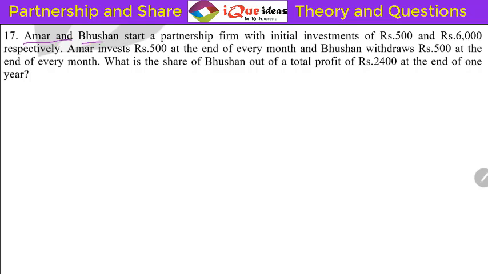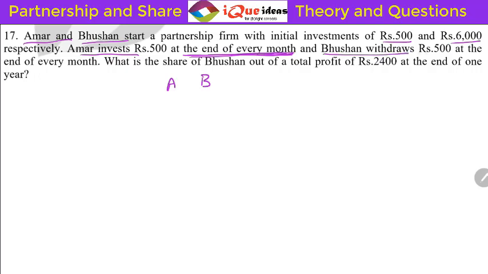It says Amar and Bhushan start a partnership, let's say A and B, with initial investments of 500 and 6,000 respectively. Amar invests 500 at the end of every month. So every month he is increasing his investment by 500 rupees. First month it will be 500 rupees. Second month the investment will be 1,000 rupees. For the third month it will be 1,500 rupees, and so on.